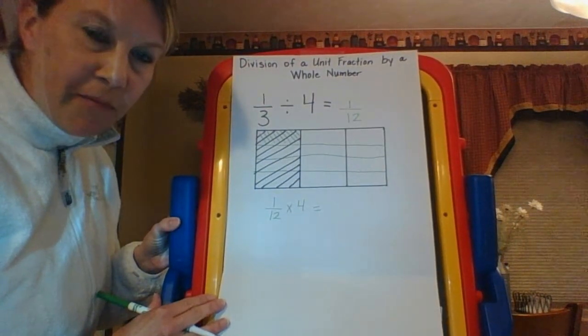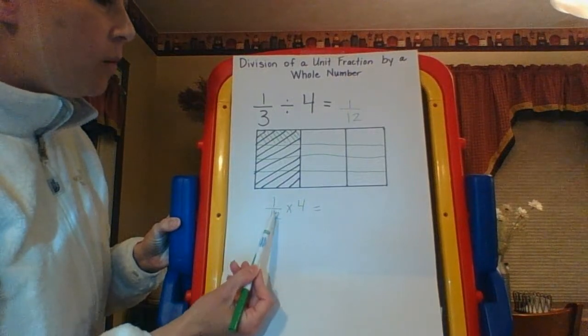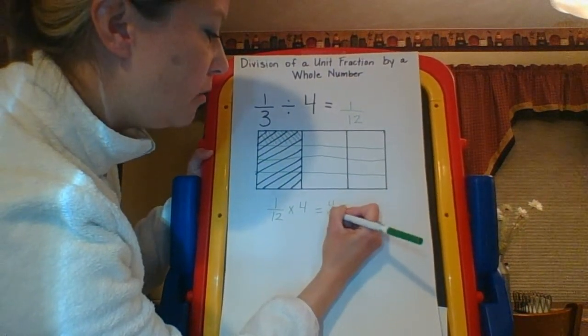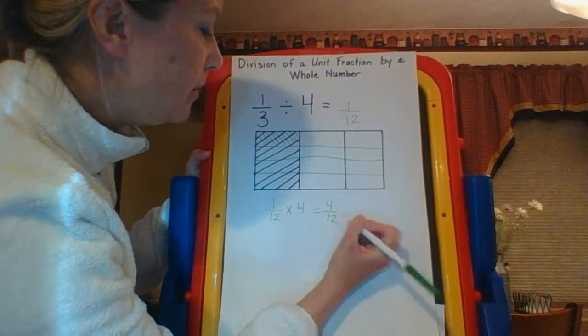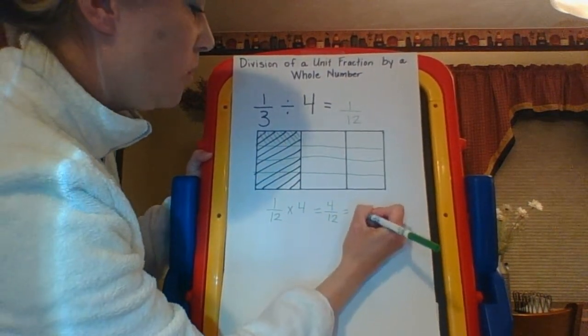I can take it a step further and double check my work by multiplying. So I can take my 1/12, multiply it by 4, and that gives me 4/12, which I have there, which in turn is 1/3.